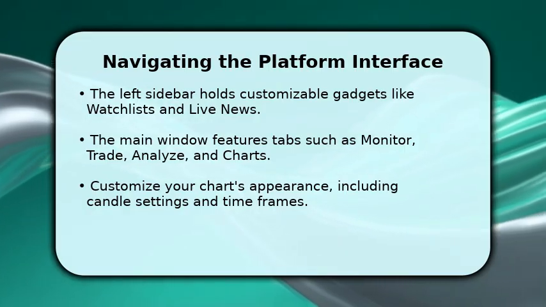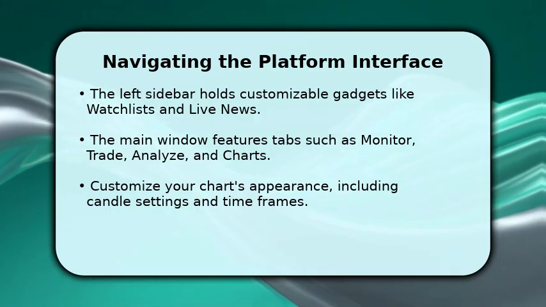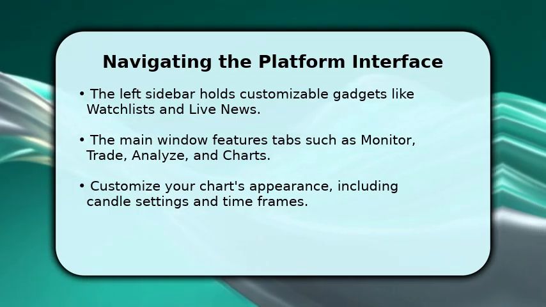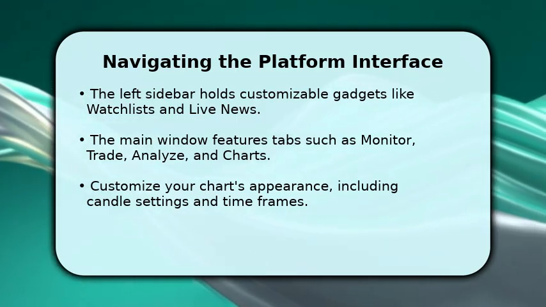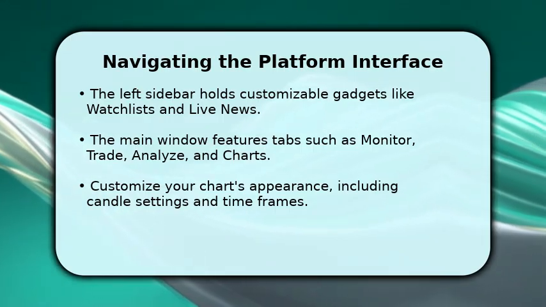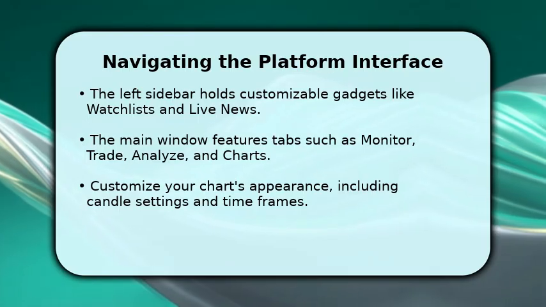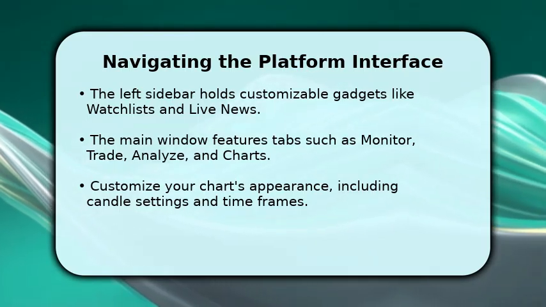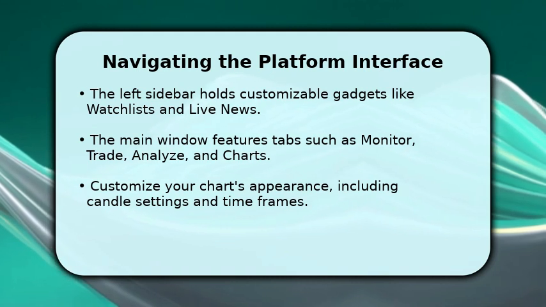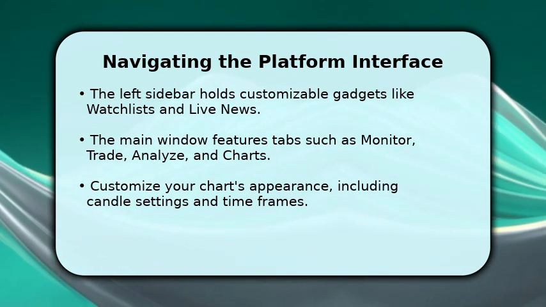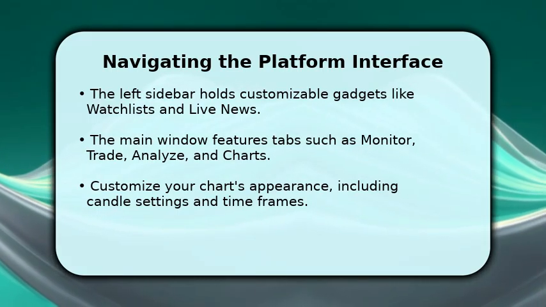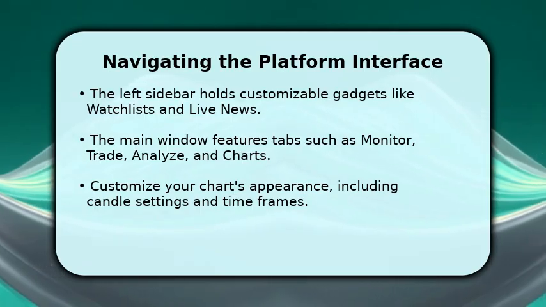The left sidebar is home to customizable gadgets, including watch lists and live news, keeping essential information at your fingertips. The main window is organized into 8 tabs, such as Monitor, Trade, Analyze, and Charts, each offering distinct functionalities. You can easily customize your chart's appearance, adjusting candle settings and time frames to suit your analysis. Don't forget to explore the Education tab for helpful tutorials on platform features and trading strategies.